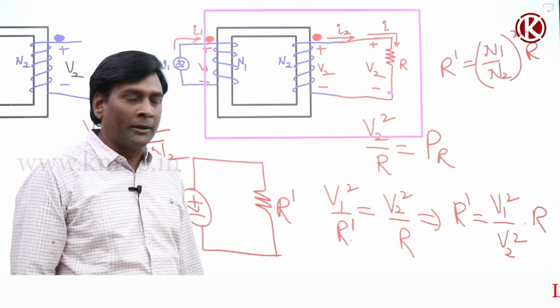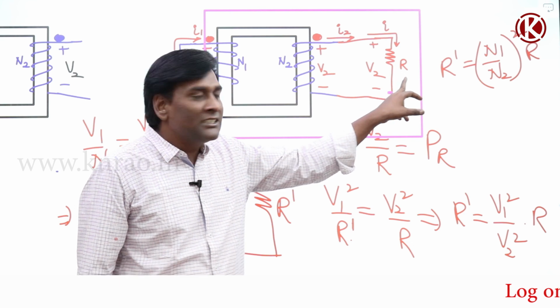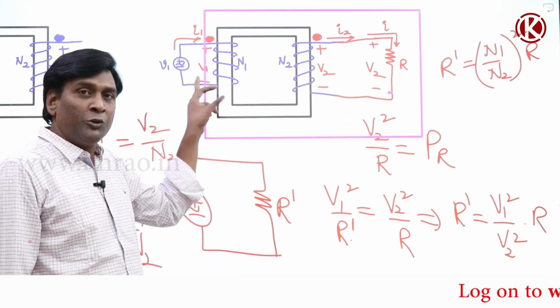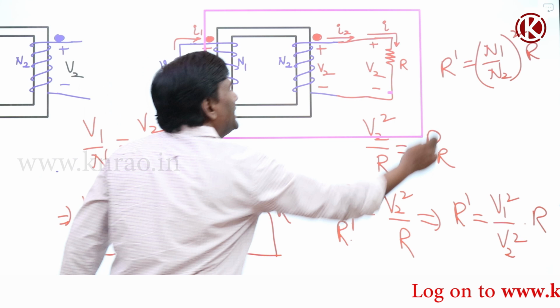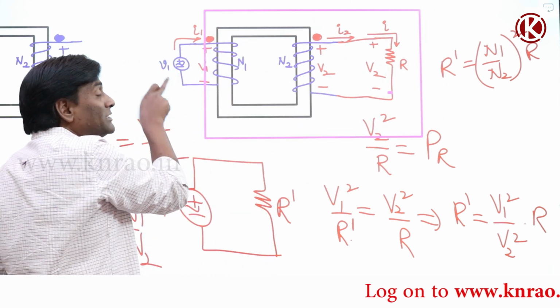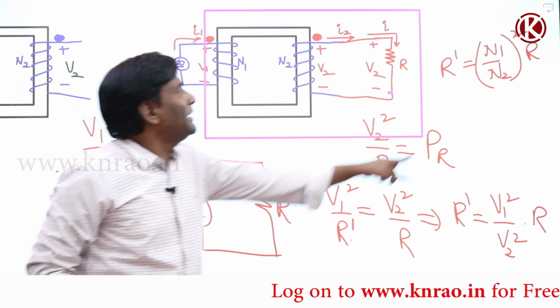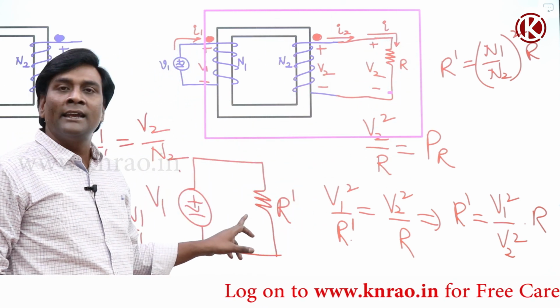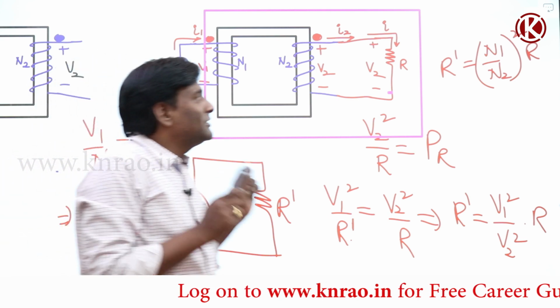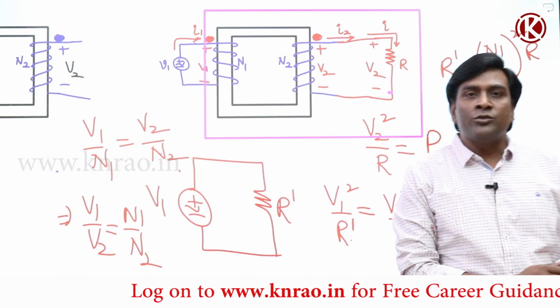N1 by N2 square into R. If you are transforming this resistance from here to here virtually, this is going to be a complete black box and my source is delivering some power, meaning that I can completely model this on one side as R dash. So the conclusion here is going to be N1 by N2 square.